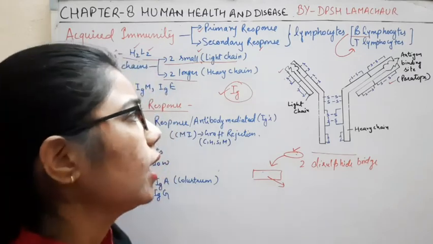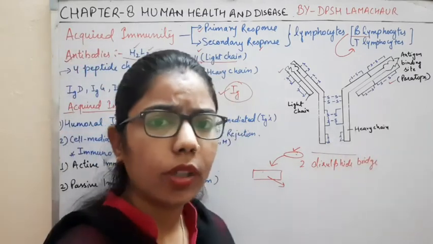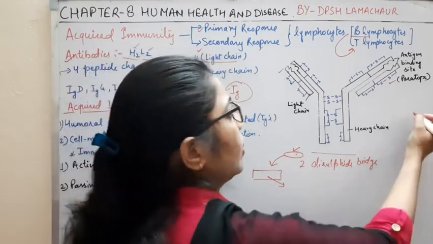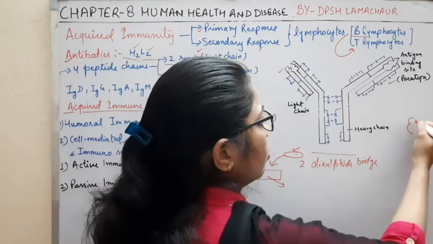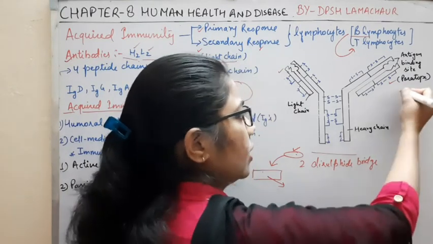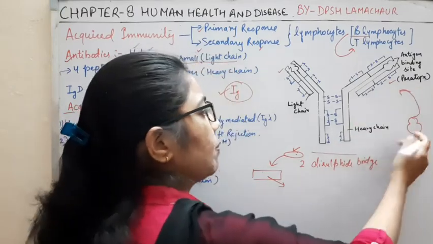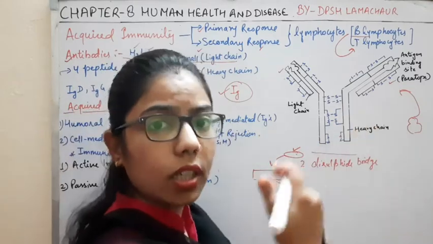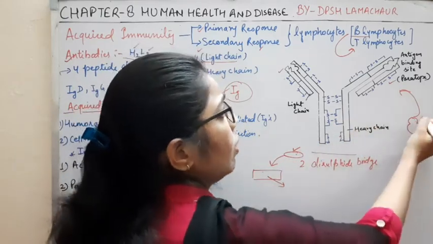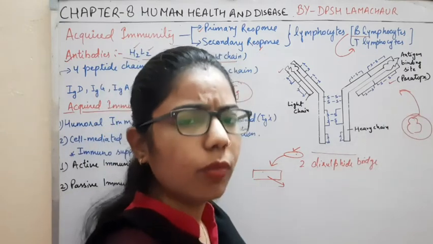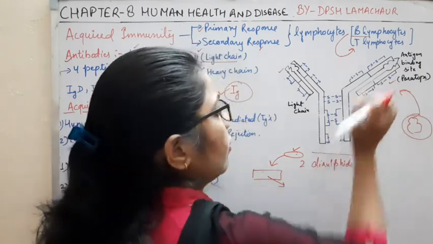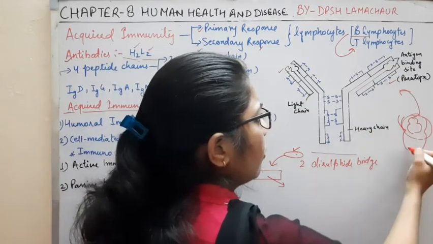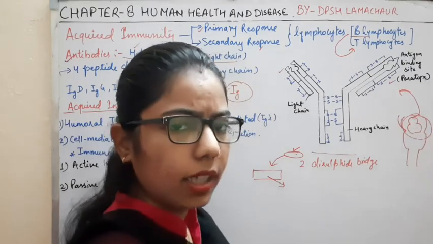One more important thing: what is the role of these antibodies? If any pathogen, for example this is a pathogen, comes towards our body, these antibodies, which are released from our body, will bind with this antigen. If I show this diagram here, these are the antigens. They will bind this antigen inside it.